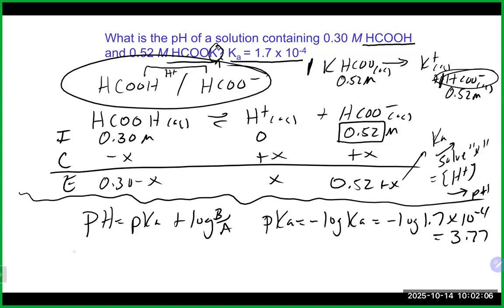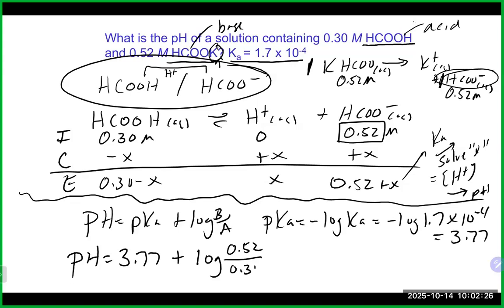Putting that in here, my pH would equal 3.77 plus the log. Again, a reminder that this obviously is our acid. It has one more hydrogen. This one's got a spectator ion there. A lot of times that's your base. So I do want to go 0.52 up on top and 0.3 on the bottom, which would give me the concentration of my base over my acid. I'm going to take 0.52 divided by 0.3, take the log of it, and then add it to 3.77. And that is going to get me here a pH of 4.01.